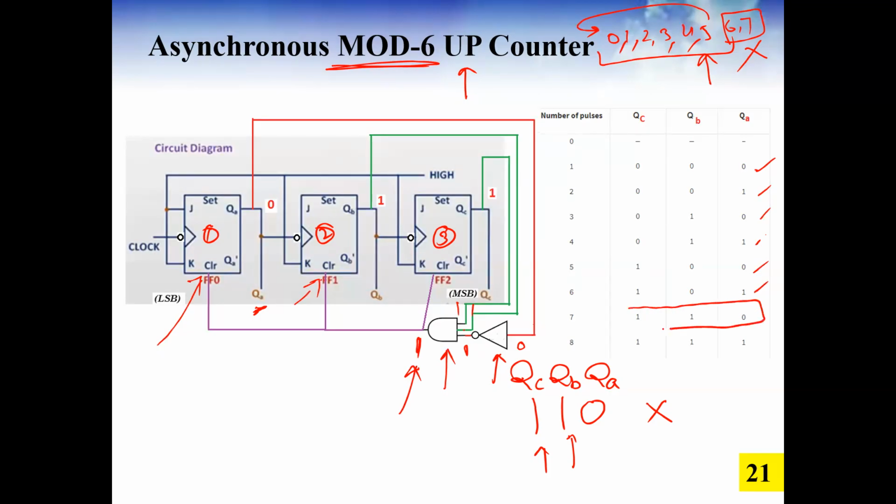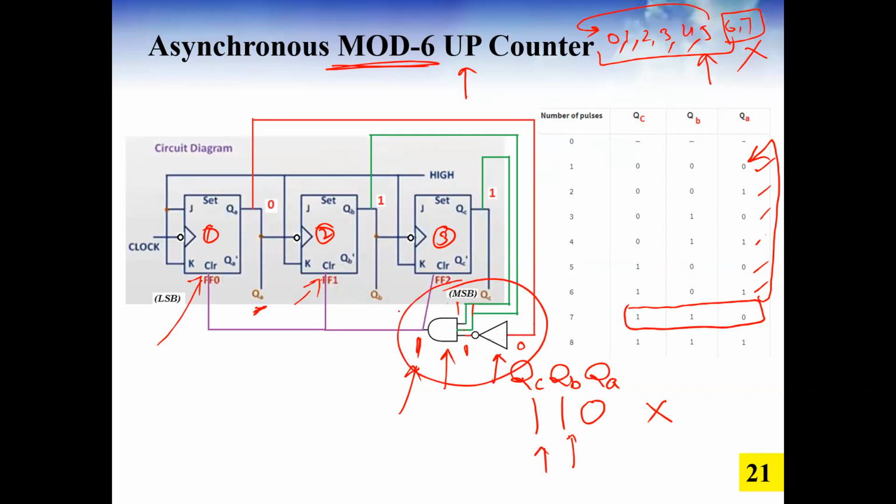As the count reaches this, it will quickly go back to this state and so on. So this is the decade counter. In the same way you can have mod 6, mod 5, mod 4. Even mod 7 you can design. Different types, so this is the logic basically that can be used.